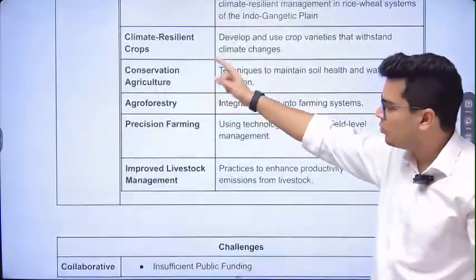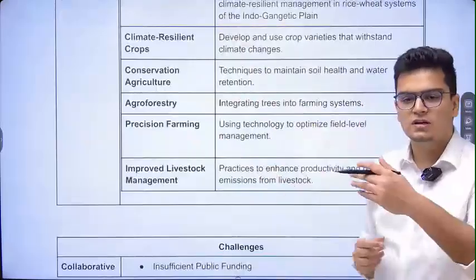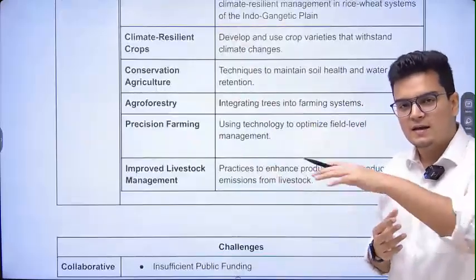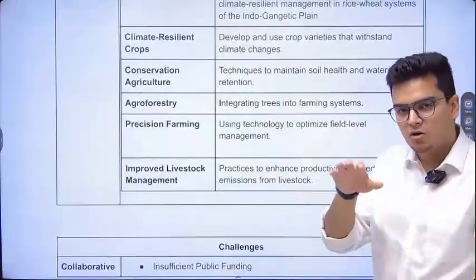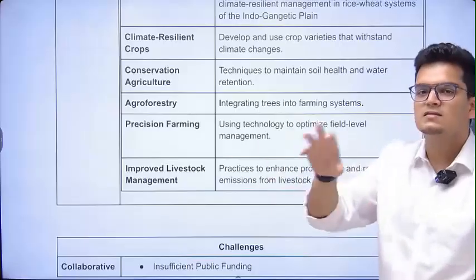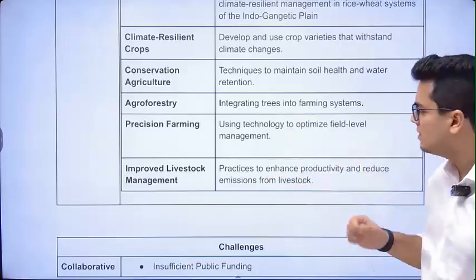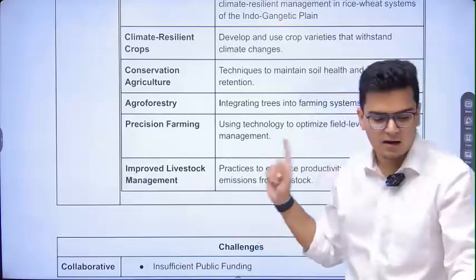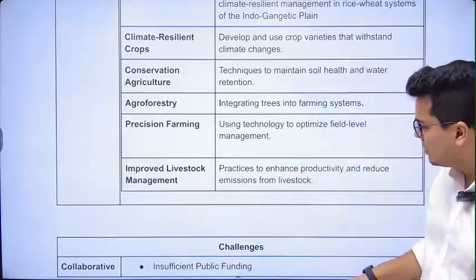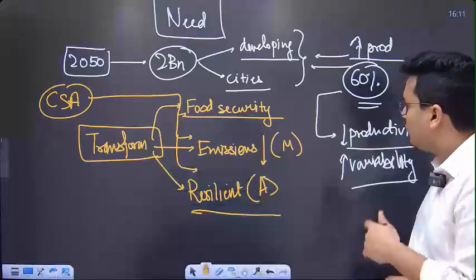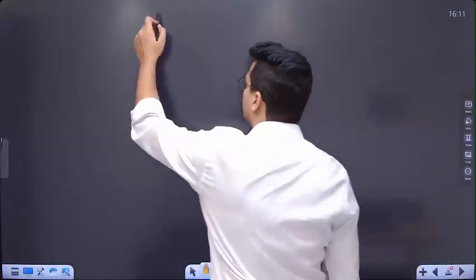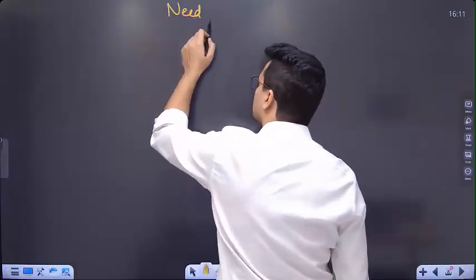Conservation agriculture, going for precision farming. So using technology to ensure that at the level of the field, input management is done better, resource management is done better, and we also need to improve our livestock management. Now, we know we need climate smart agriculture, right? So there is definitely a need for climate smart agriculture.